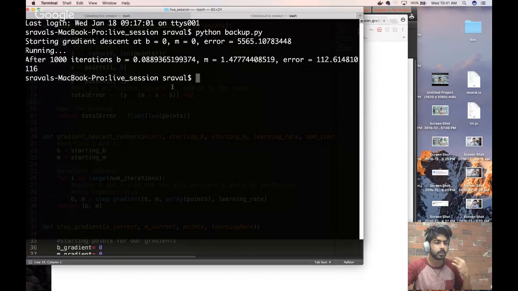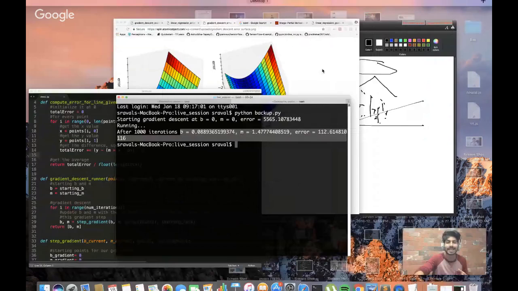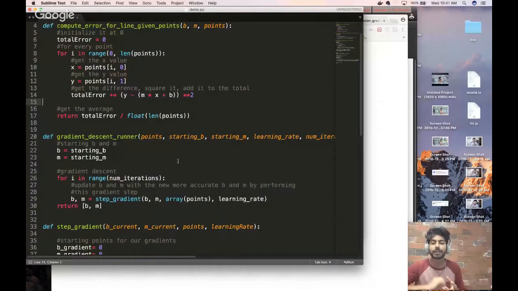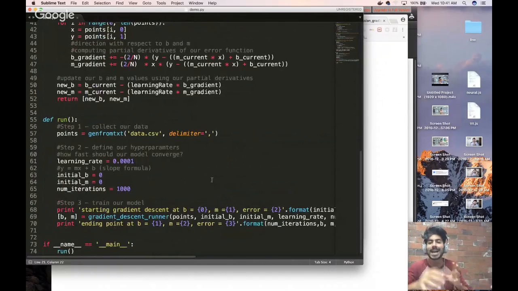All right, so that's what happened. And after 1,000 iterations, we got the optimal B and M values. So we started off with B and M as 0, and we calculated the error for a random line that we drew, and it was huge. But eventually, after running gradient descent, we got the optimal B, the optimal M, and the lowest error point, which is at that smallest point in the bowl. And to do that, we use gradient descent with respect to B and M. Okay, so let me go over one last time every single thing that we've just done, and then I'll do my last 5-minute Q&A, okay?